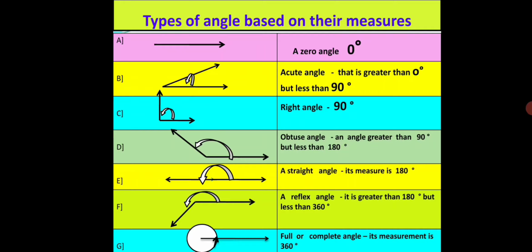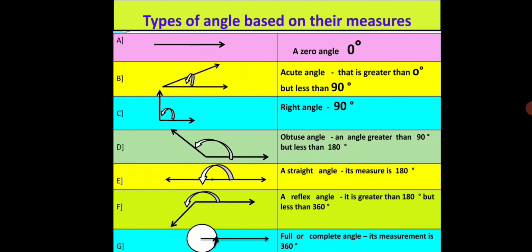Now in figure C, we can see the measure of the angle is exactly 90 degree. So that's why this angle is called a right angle. Now figure D, in this figure you will observe that the angle is greater than 90 but less than 180 degree. That's why this angle is known as an obtuse angle. Now look at figure E. In this figure the measurement of the angle is 180 degree. It's a straight angle. That's why it is known as the straight angle.